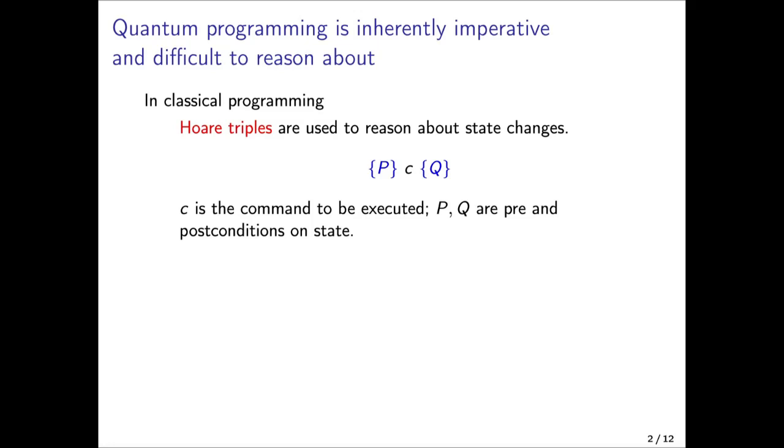So here is a Hoare triple, P C Q, where C is the command to be executed and P and Q are pre and post conditions on the state. The way to read this is: if P is true for the state and command C is executed successfully, then the post condition Q will be true on that state.